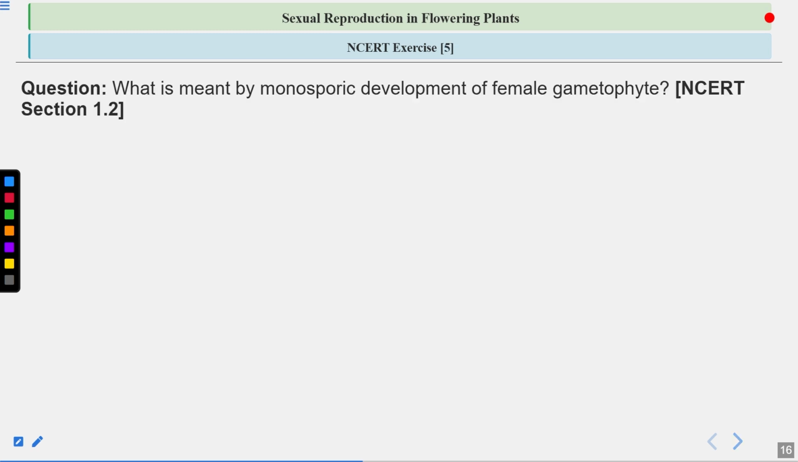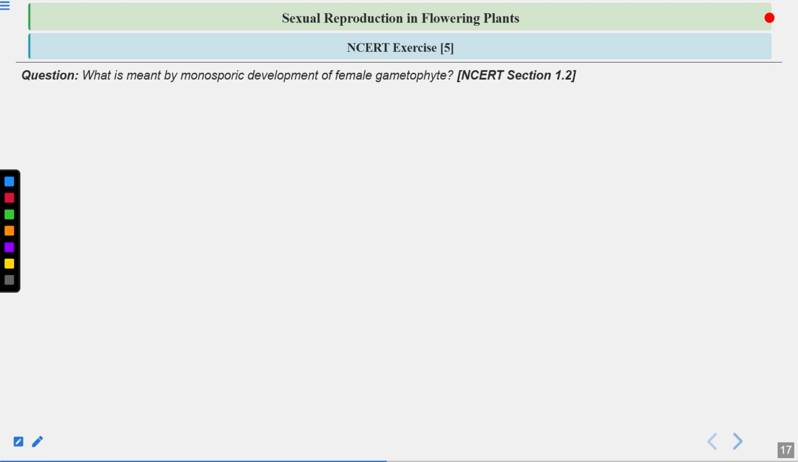The next question is, what is meant by the monosporic development of the female gametophyte? One of the very important questions from this particular chapter. In your NCERT, it is properly mentioned that such type of development is called monosporic development for the female gametophyte. So this also comes from NCERT section 1.2. Let us see the answer of this question.